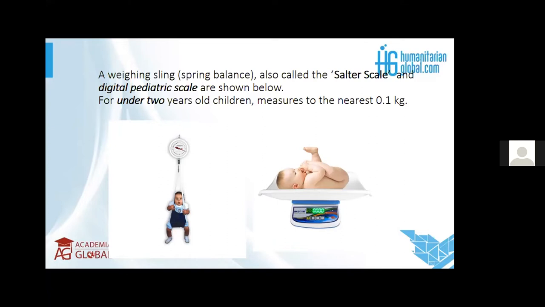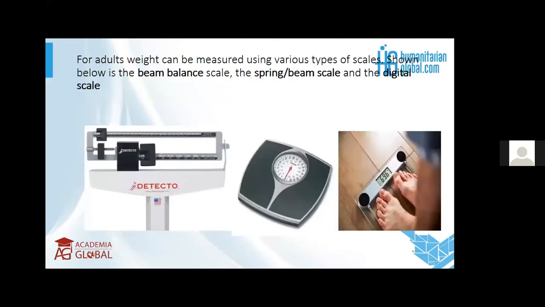So we are also using a digital pan type scale, a pediatric scale. Examples there. You can see the digital measurements there. Now we don't have a beam. That is the difference between the beam and the digital scale. For adults, these are the kinds of scales that we use.